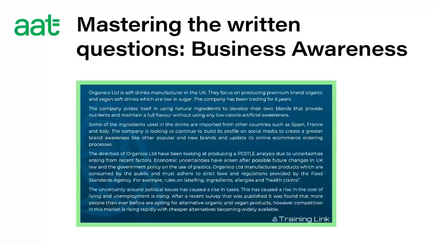So going back to our scenario then, let's have a look at what categories we have on offer. Now, obviously I've had to try and do this in a way that makes it as easy to understand as possible because it is a slideshow. So what I've done is highlighted the points that I would be focusing on here. So the first one that I would be looking at personally is this one here, where it states about products which are consumed by the public must adhere to strict laws and regulations provided by the Food Standards Agency. For example, this ruling ingredients, allergies and health claims.